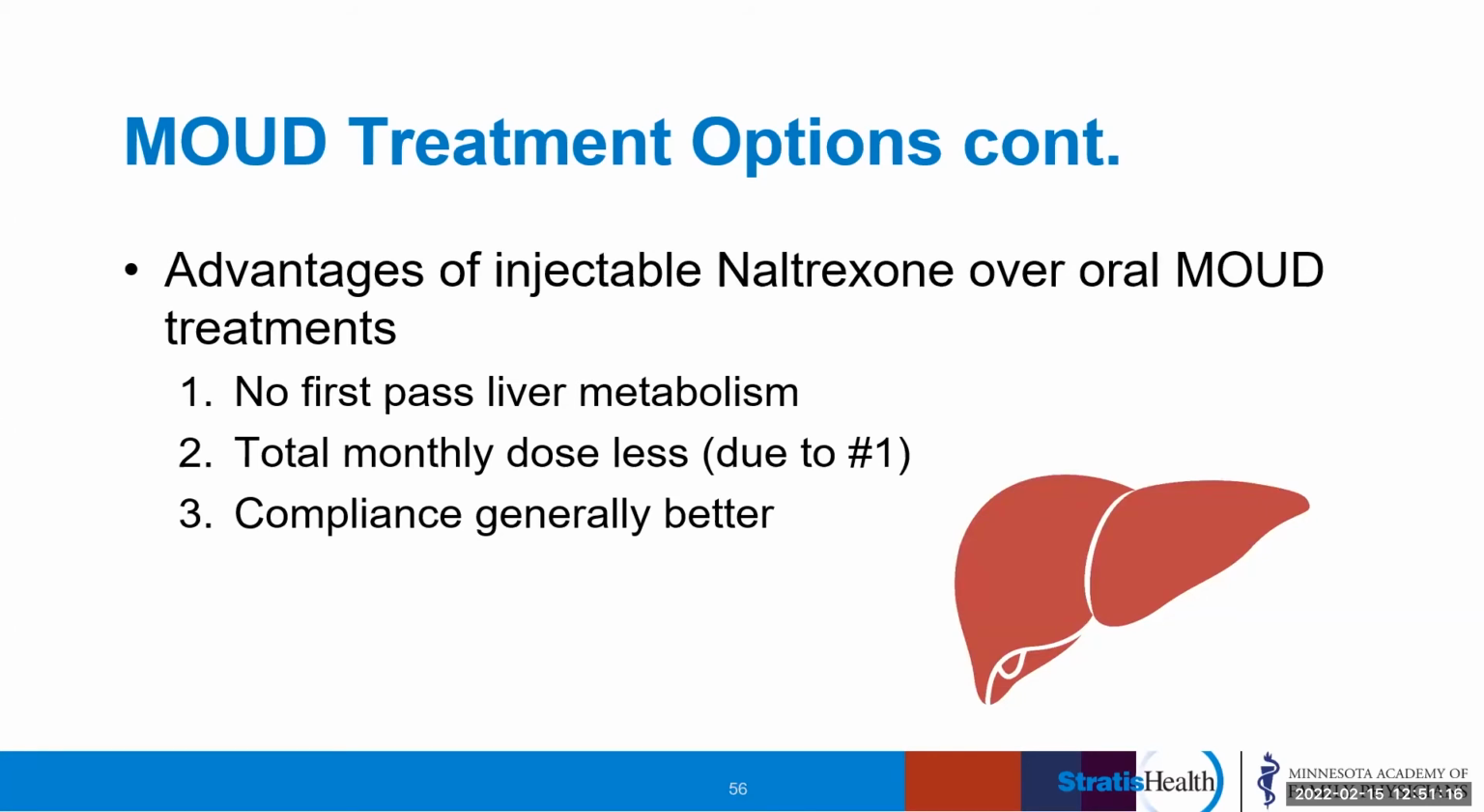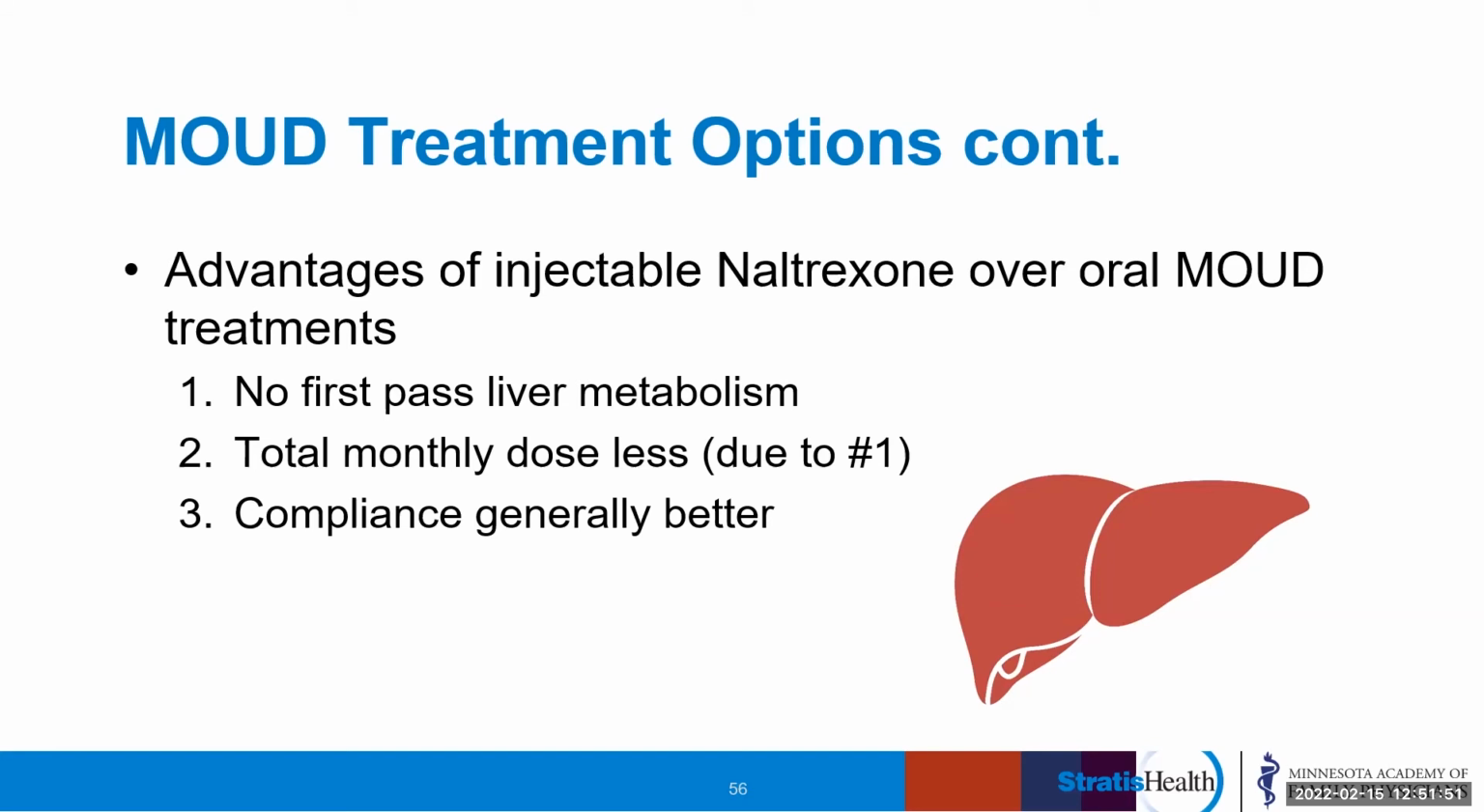Well, one of them is really that there's no first pass liver metabolism. If you look at the oral dosing, so much of that is gone after the first time it passes through the liver. But when you inject it, it's a whole different ballgame. If you look at the total monthly dose, this 380 milligram injectable, and if you're taking 50 milligrams a day, that's 1,500 milligrams orally. So it's roughly a fifth the dose. So from a side effect standpoint, much less. So again, compliance is better.